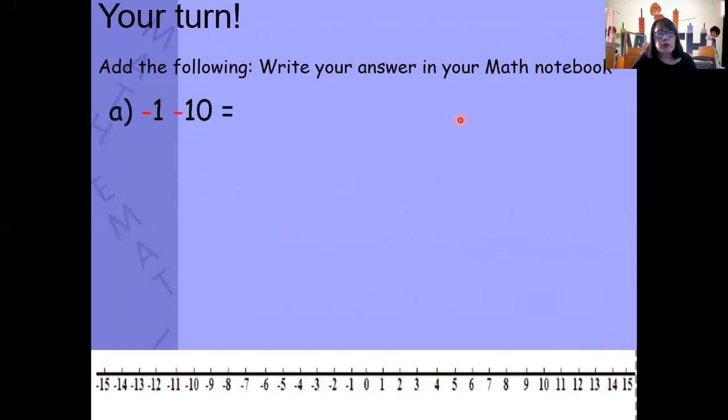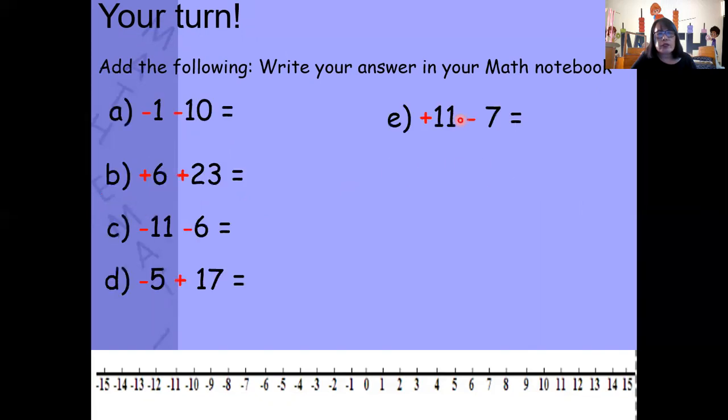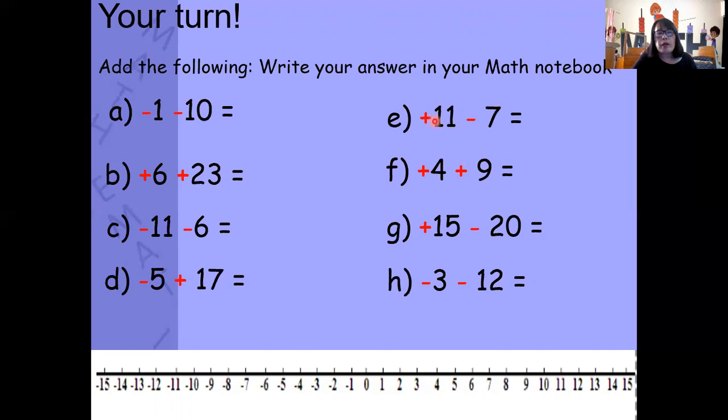Okay, here are the questions. Remember all the rules. Mark down the first number, then check whether the second is positive or negative. Circle it with a pencil, and then you can erase it. If it's negative, you're going to move to the left. And if it's positive, you're going to move to the right. Okay? I hope you understand my lesson.